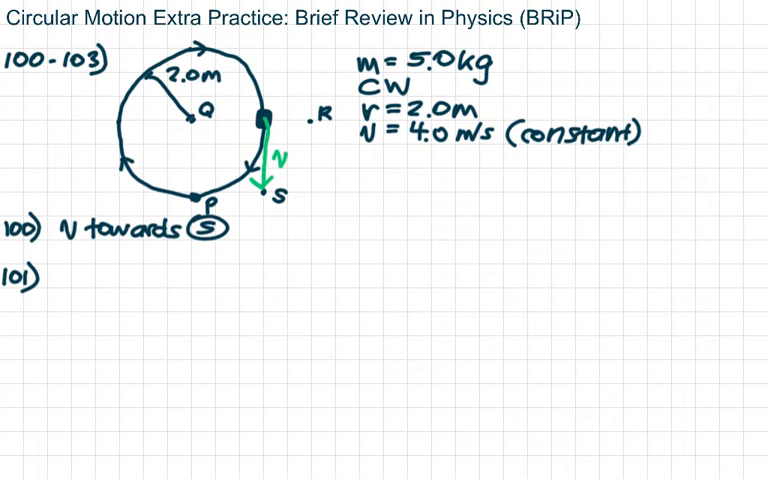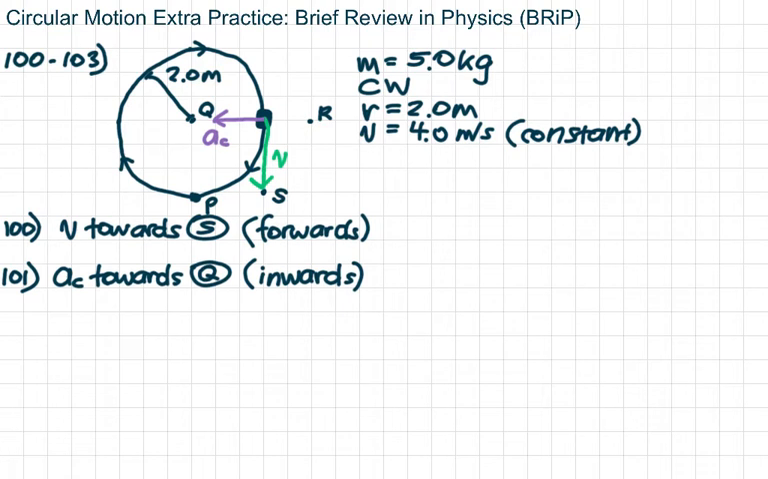And then 101 says, which way does the centripetal acceleration point? For 101, that centripetal acceleration is inwards, so that would be towards point Q. So yeah, there's 101, the centripetal acceleration is inwards towards Q.